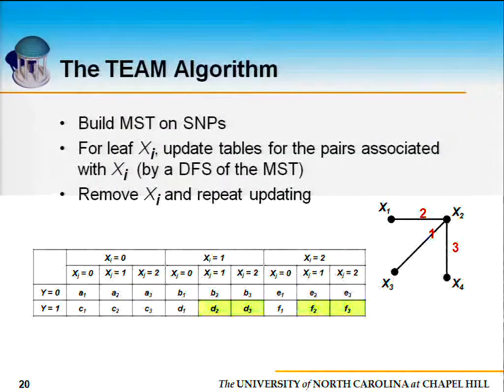And the overall idea of the algorithm is to build the minimum spanning tree on the SNPs and pick a leaf in the tree. We use the minimum spanning tree to guide the update process for SNP pairs associated with x1. And after we complete the contingency tables for SNP pairs associated with x1, we remove x1 and repeat the same process for the SNPs in the remaining tree.